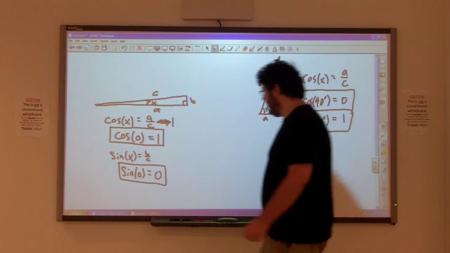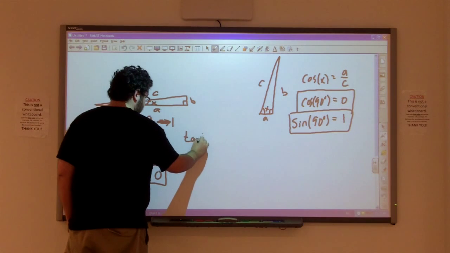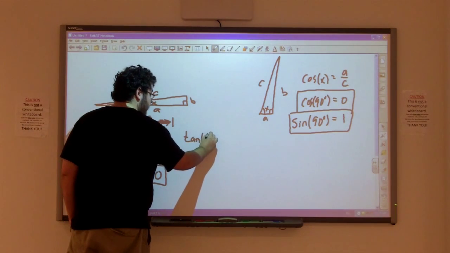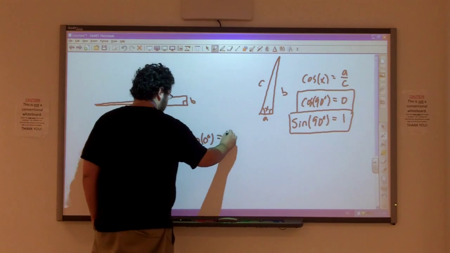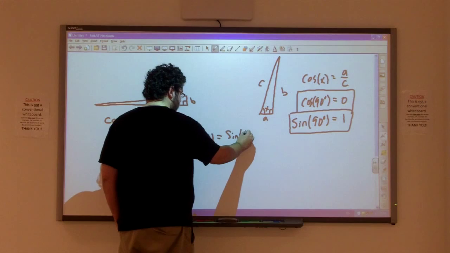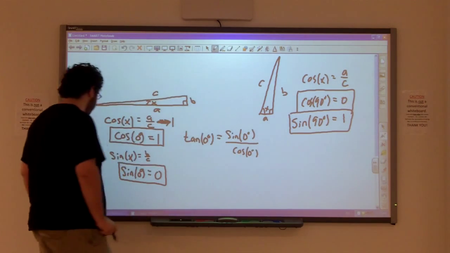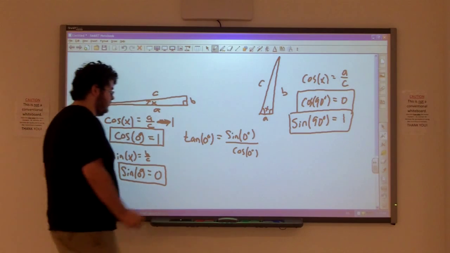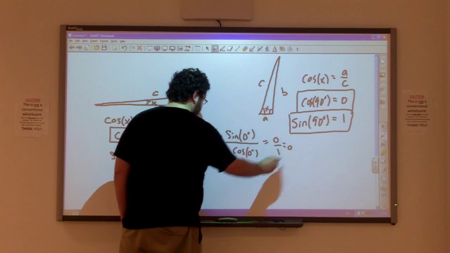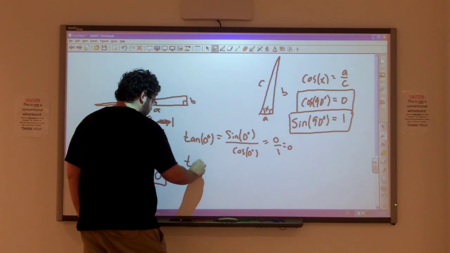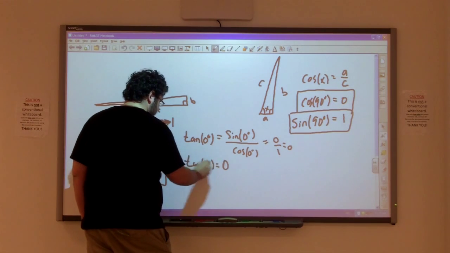All right, so what's to be said about tangents of these values? Well, remember, the tangent is the sine over the cosine. So we get sine of 0 over cosine of 0. Well, sine of 0 is 0, cosine of 0 is 1. So that's 0 over 1, which is 0. So the tangent of 0 is 0.